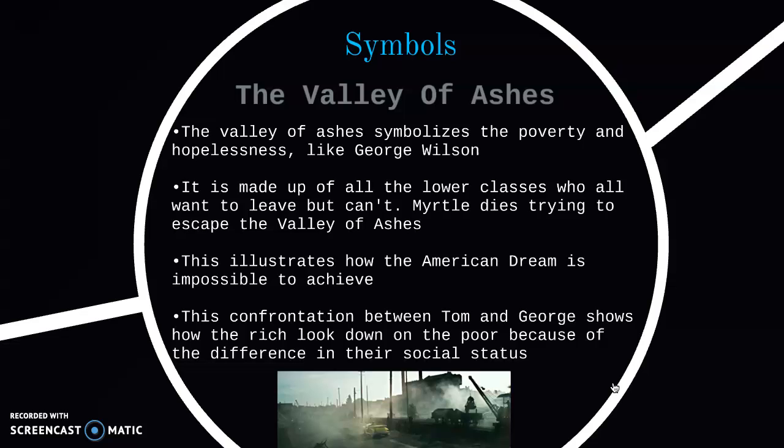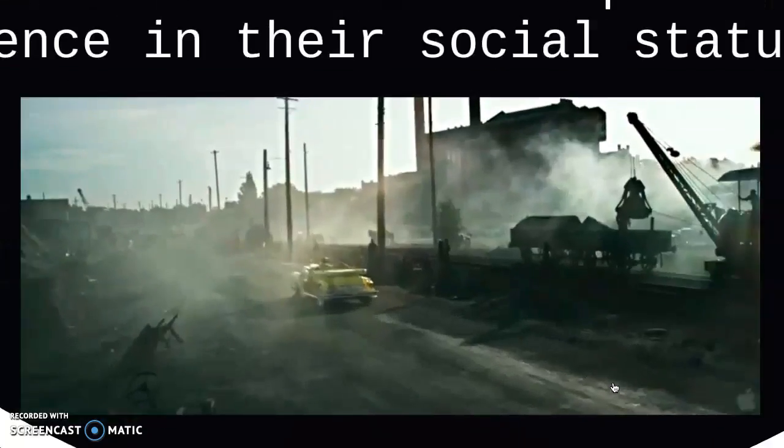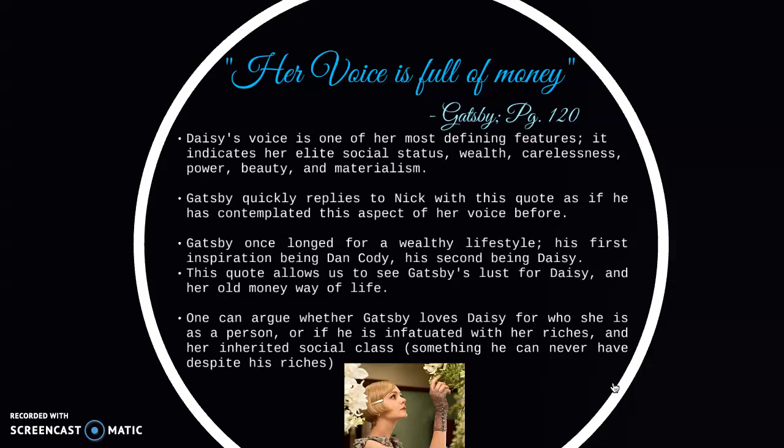So the only people who win are Tom and Daisy, but even they don't fully because they're stuck in a loveless marriage. But they're bound together because of the money that they have that they need to preserve their relationship. This confrontation between Tom and George shows how the rich look down on the poor because of the difference in their social status, and that's a pretty obvious point, but nevertheless.